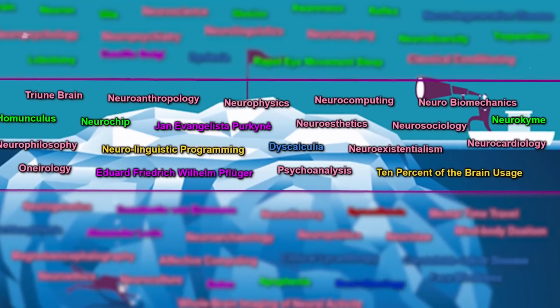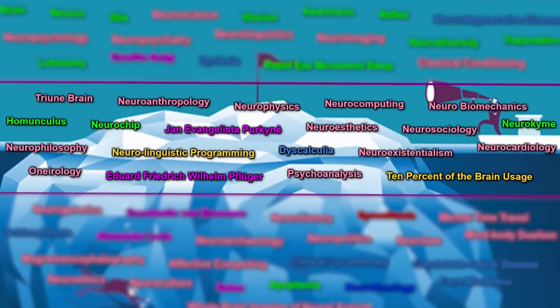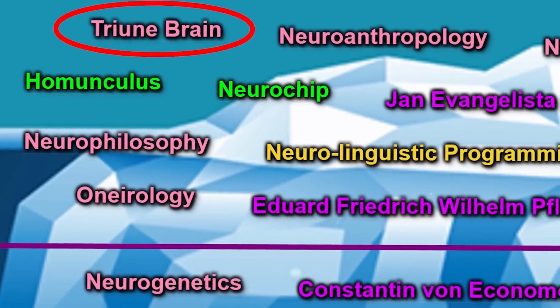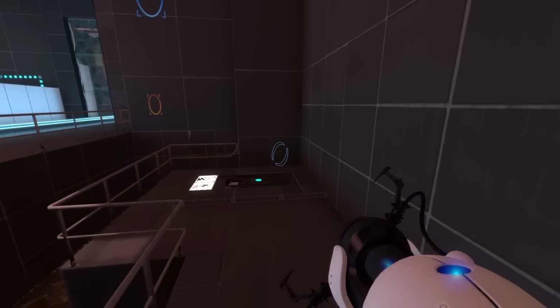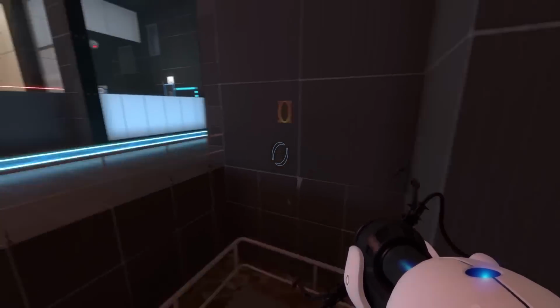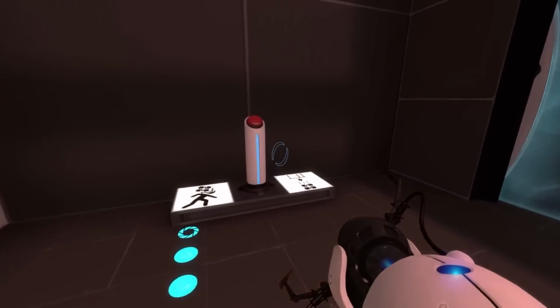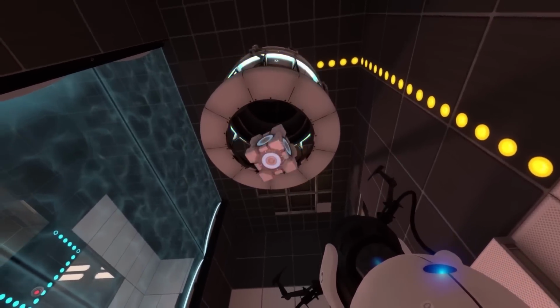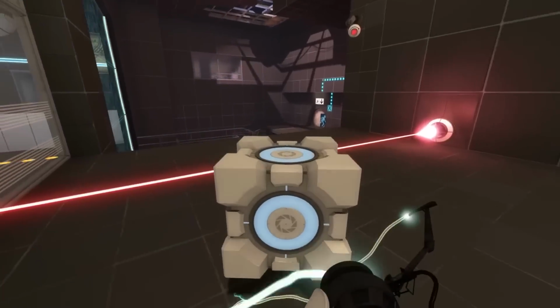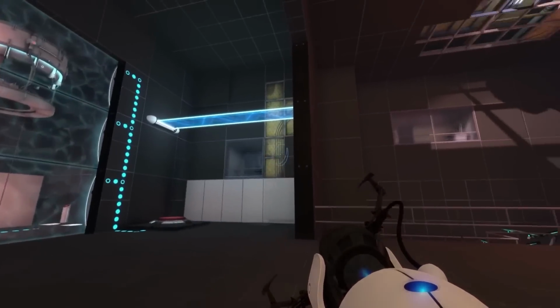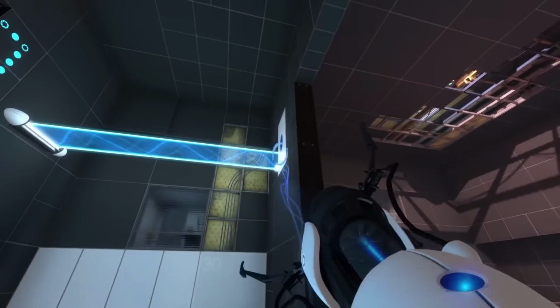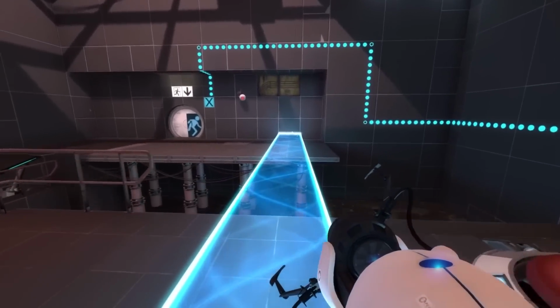Okay, and with that, we're going on to the next layer of this iceberg. So first of all, we're going to talk about the Triune Brain. The Triune Brain is a model of the brain's evolutionary development proposed by neuroscientist Paul MacLean in the 1960s. It suggests that the human brain is composed of 3 distinct regions that evolved at different times and serve different functions. This model helps to explain the complexity of human behavior by showing how different parts of the brain interact and contribute to various aspects of our lives.